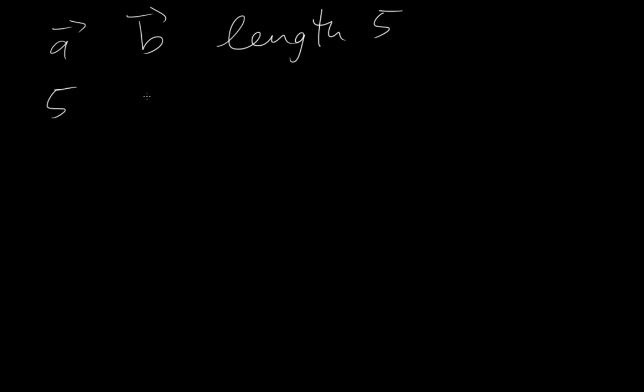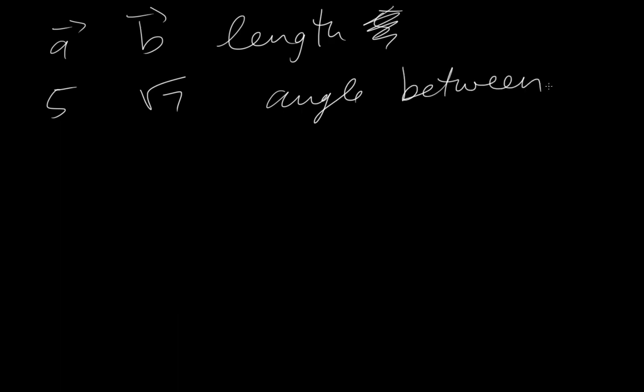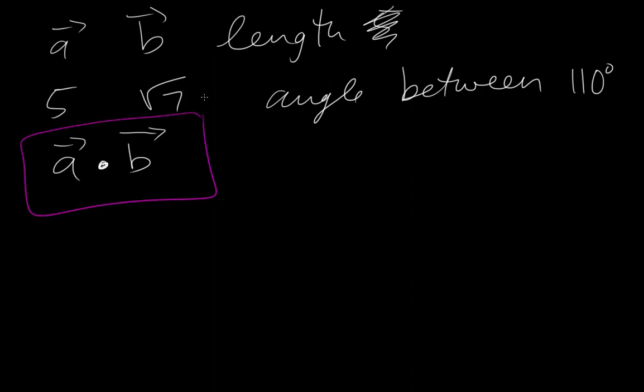Okay, so A and B both have length 5. Oh, sorry. So this one is 5, and this one is square root of 7. Those are the lengths. And the angle between them is 110. It wants us to find A dot B. Okay, so we want to find this. So we have that formula.